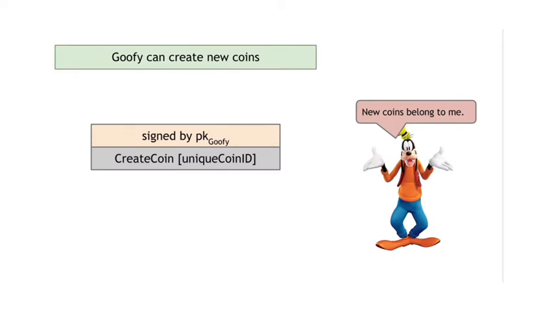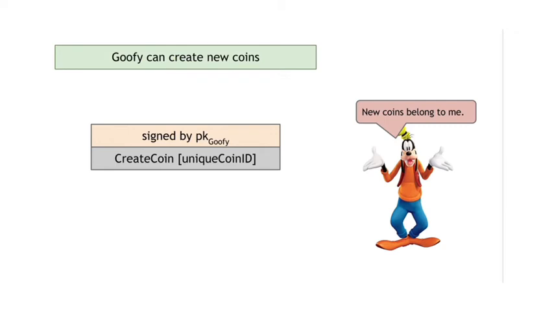Now, let's look at a very simple cryptocurrency called Goofy Coin. And this kind of puts all of the cryptography that we've talked about into use. Goofy Coin has a few properties that are seen here. Goofy can create new coins by simply signing a statement that he's making a new coin with a unique coin ID.